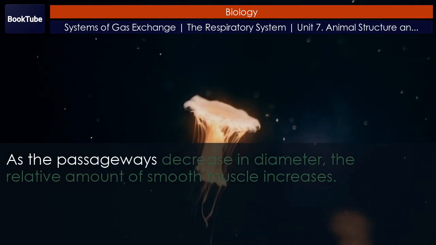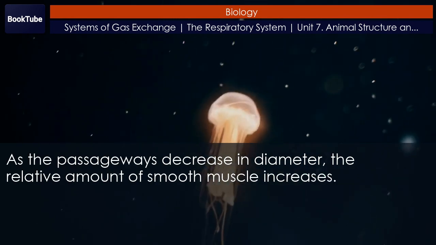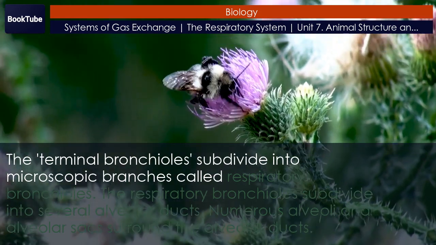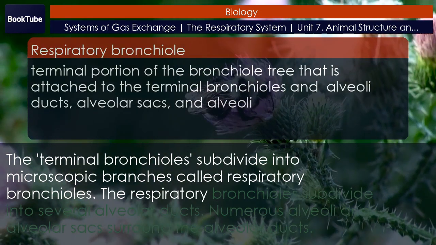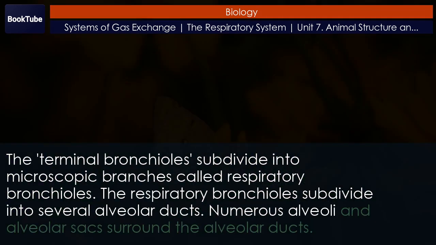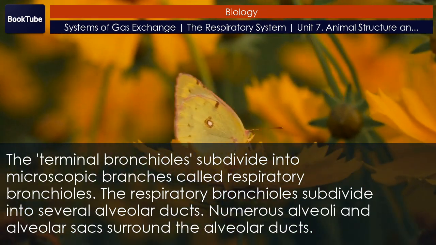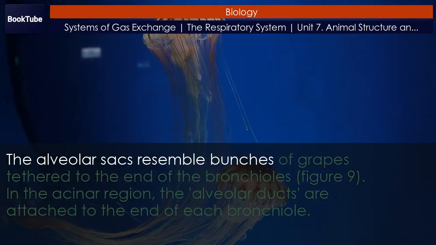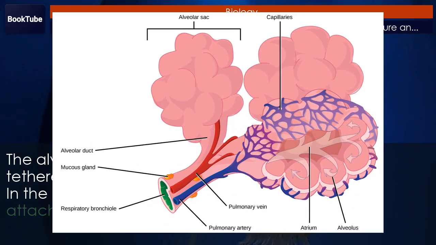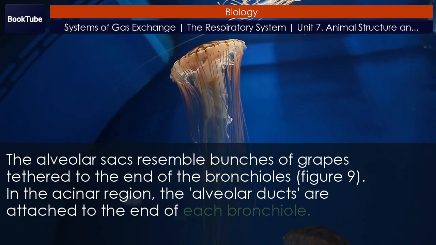As the passageways decrease in diameter, the relative amount of smooth muscle increases. The terminal bronchioles subdivide into microscopic branches called respiratory bronchioles. The respiratory bronchioles subdivide into several alveolar ducts. Numerous alveoli and alveolar sacs surround the alveolar ducts. The alveolar sacs resemble bunches of grapes tethered to the end of the bronchioles. Figure 9. In the acinar region, the alveolar ducts are attached to the end of each bronchiole.